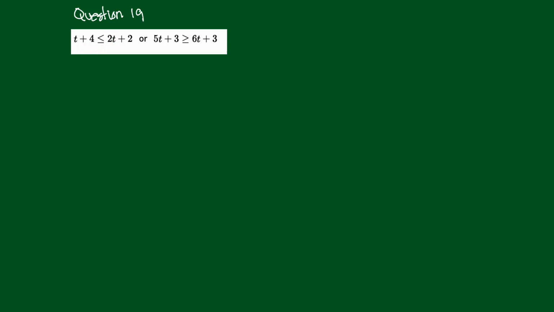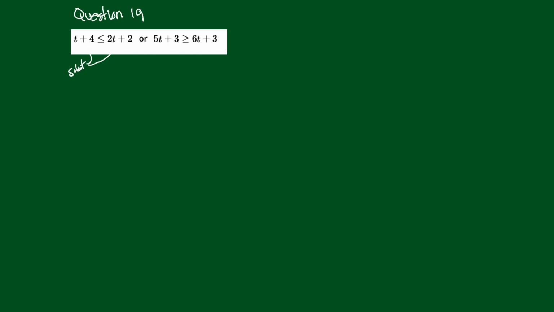I'd like to get the variables on the side on which I have more t's, because then I don't have to work with negative numbers so often. So I'm going to get the t's on the right side. To do that, let's eliminate this one. So I'm going to subtract t, right? It's positive t, so I'm going to subtract t from here and here.